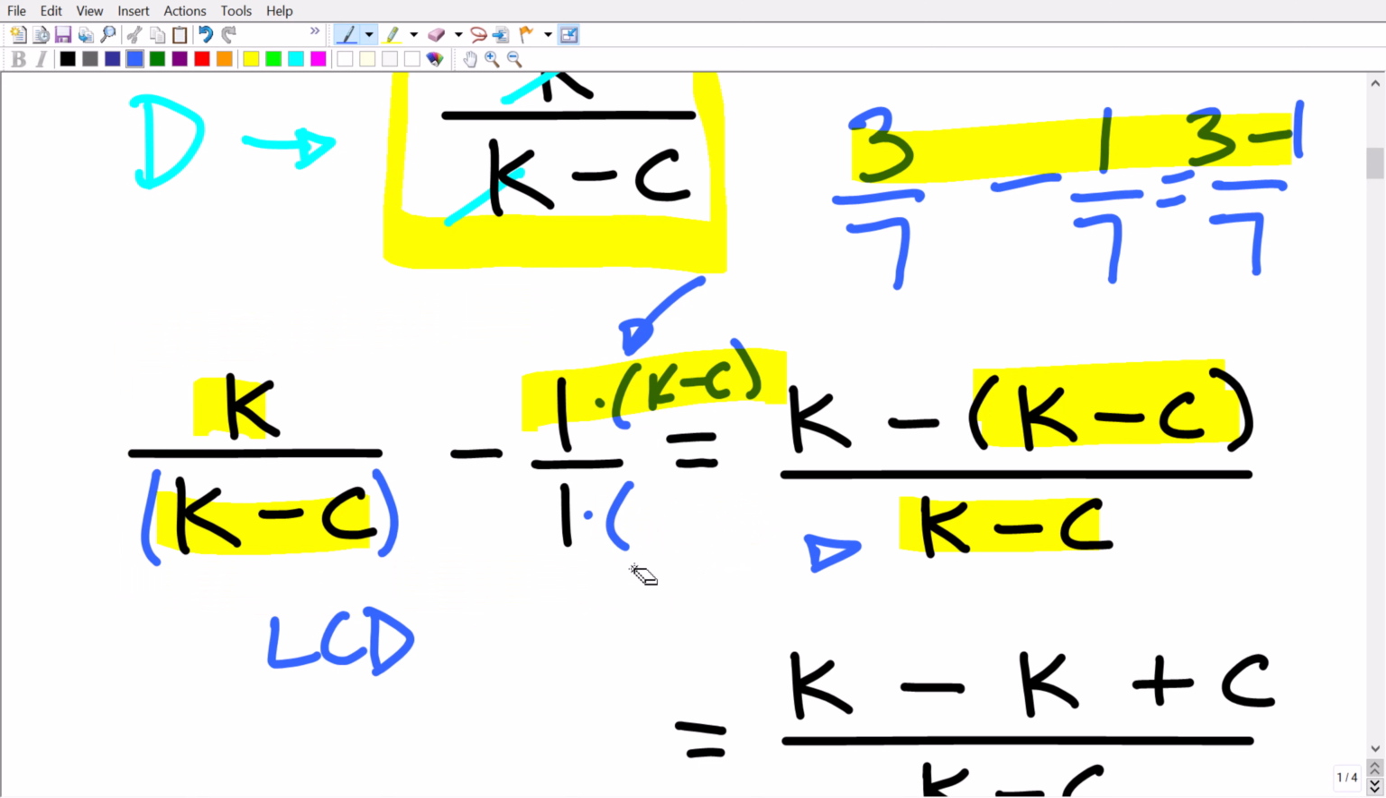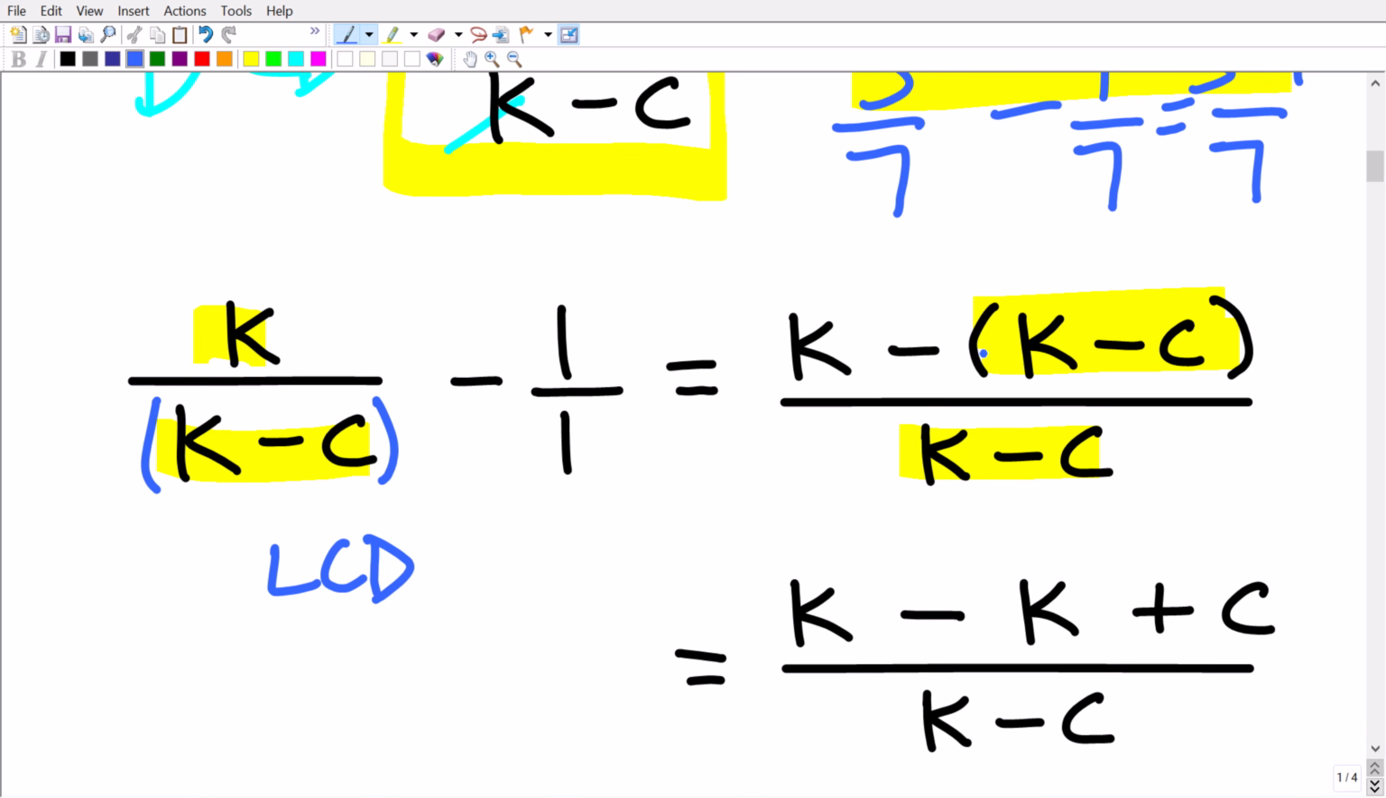Okay, so I'm going to erase this here so we can focus on what to do next. And this is really critical, because if you don't do this, you will make an error. So k minus parentheses k minus c is what? Well, we have to distribute this negative 1 to this k and this negative c. So minus 1 times k is negative k, and minus 1 times this negative c is a positive c. So this entire expression is going to be equal to k minus k plus c over k minus c.